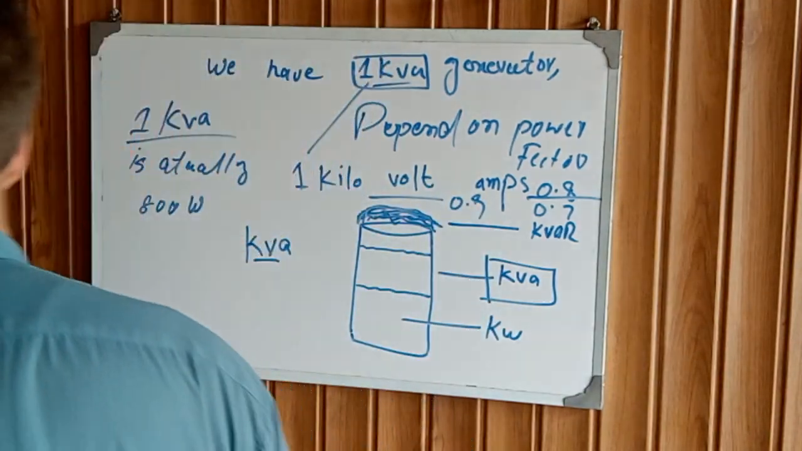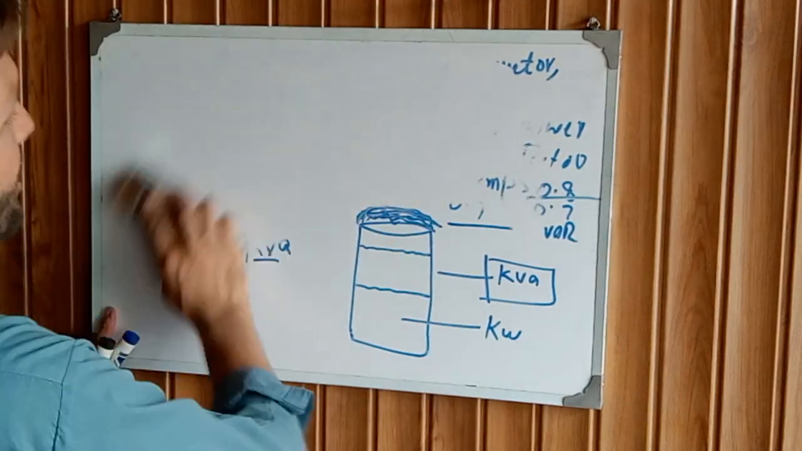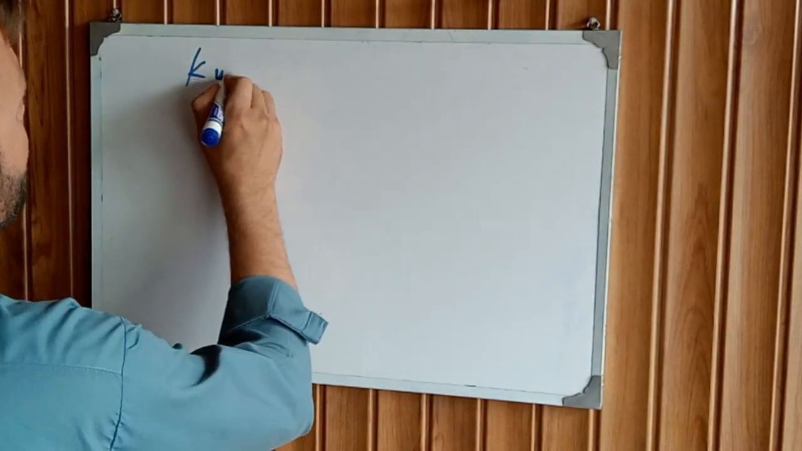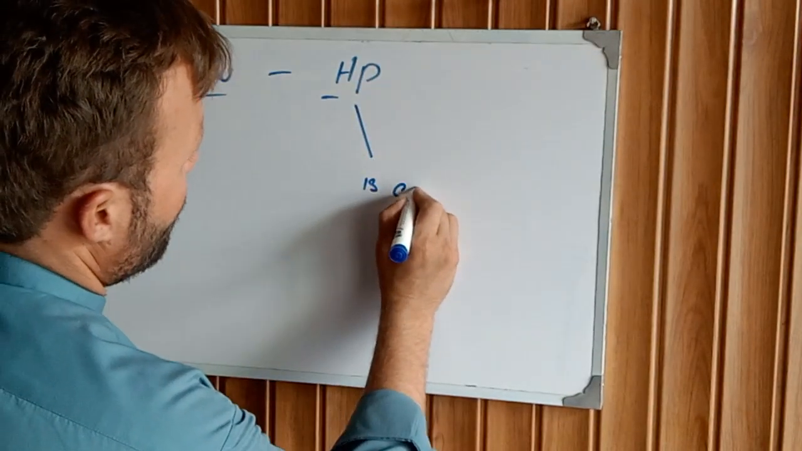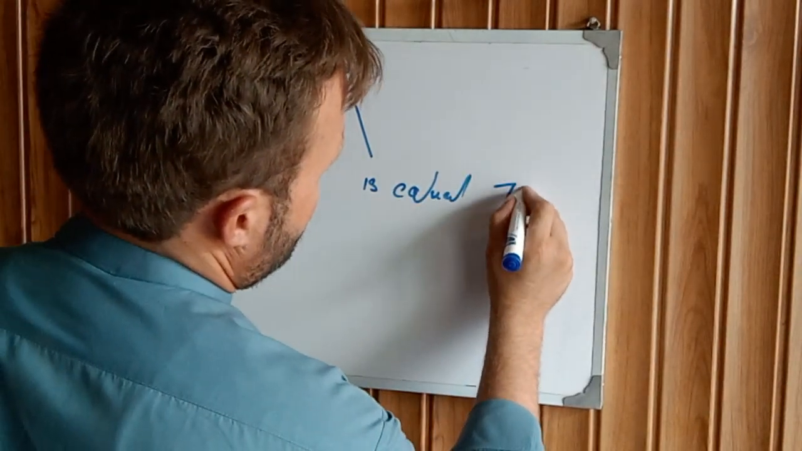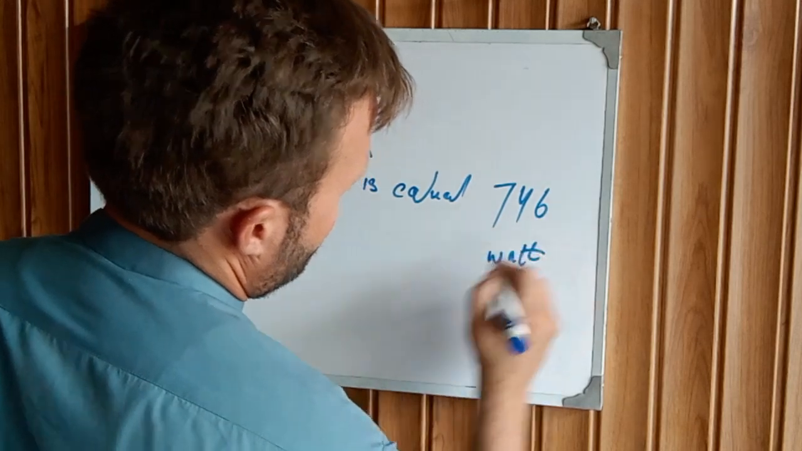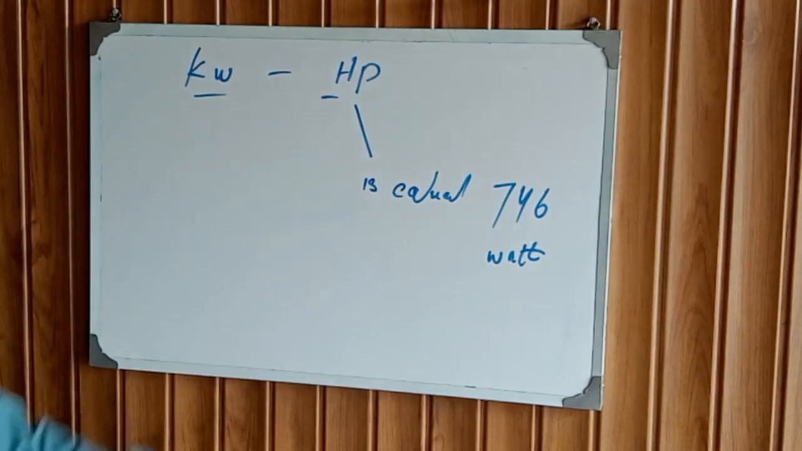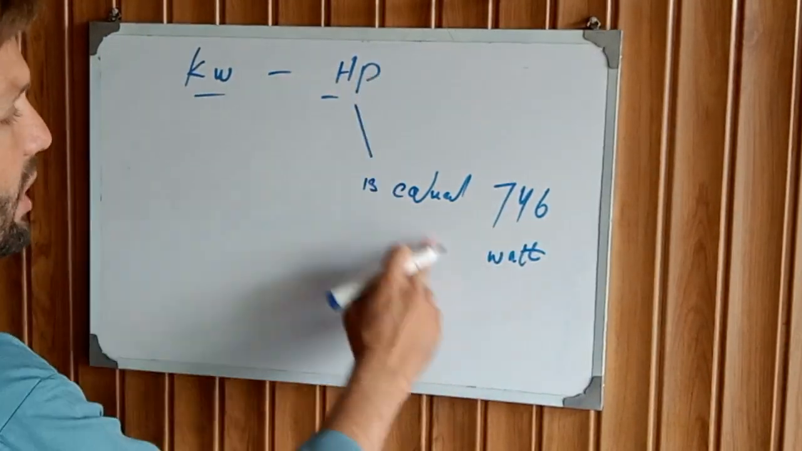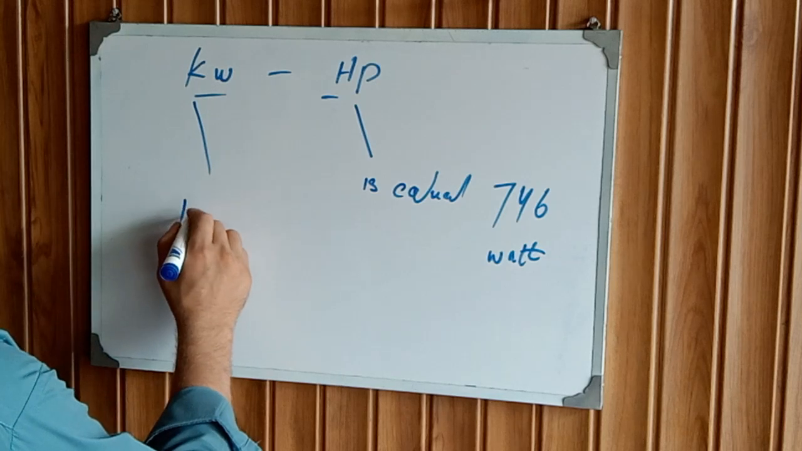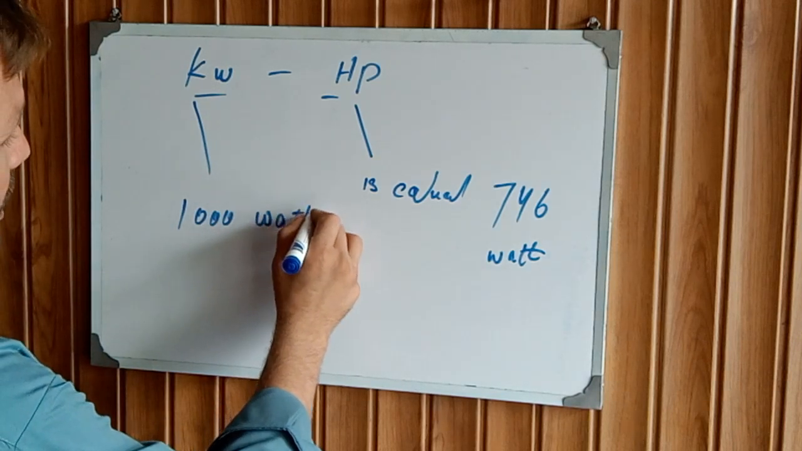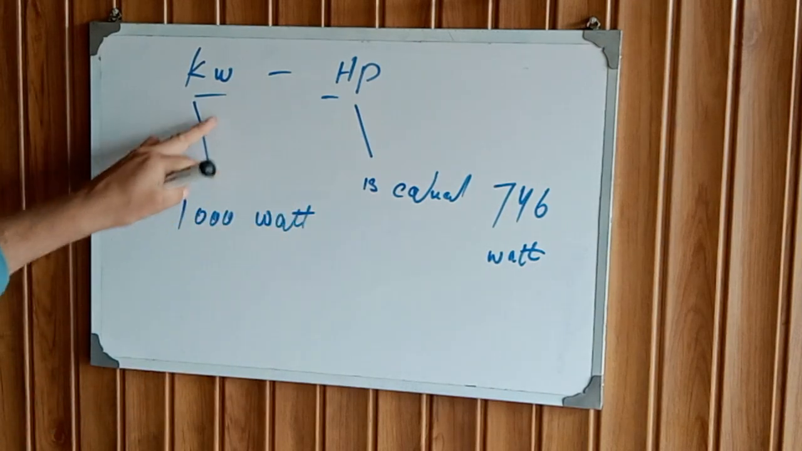Now we move to horsepower. Difference between kilowatt and horsepower. One horsepower is equal to 746 watt. 1 HP is equal to 746 watt, and 1 kilowatt is equal to 1000 watt. That means a kilowatt is bigger than HP.